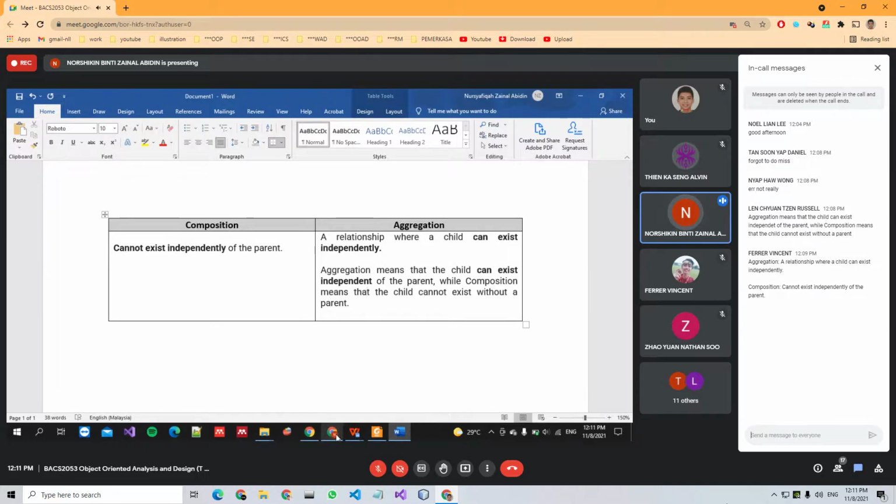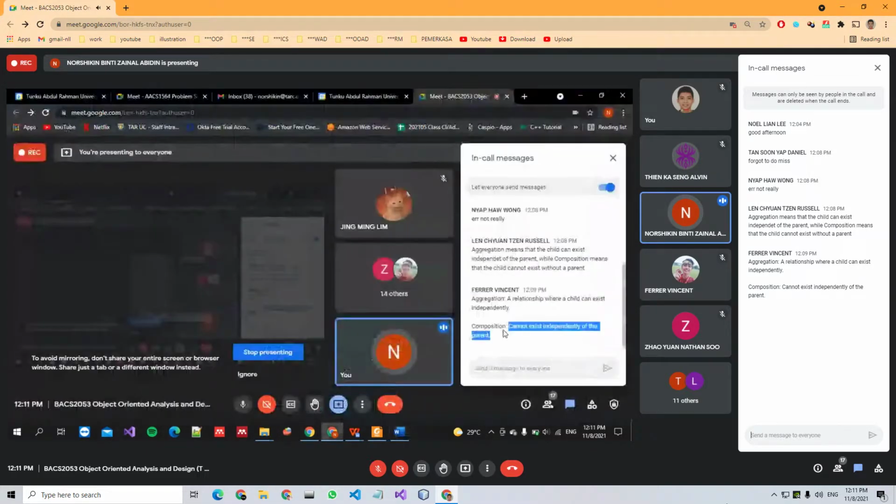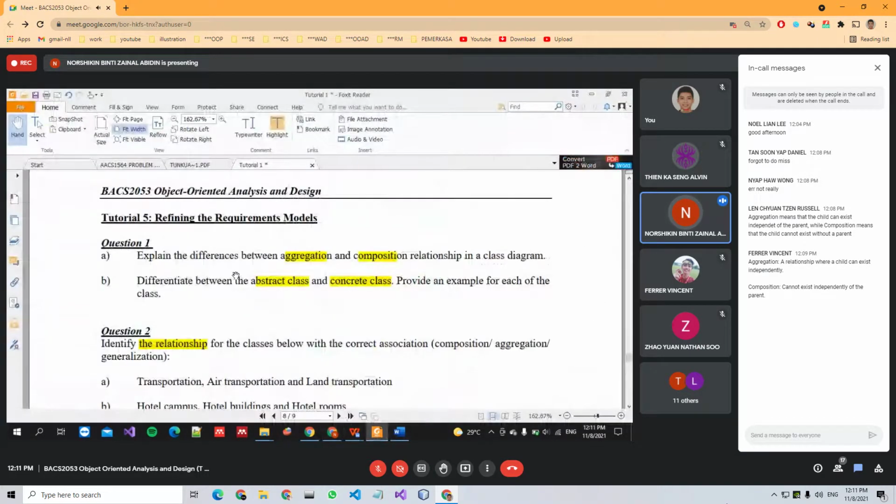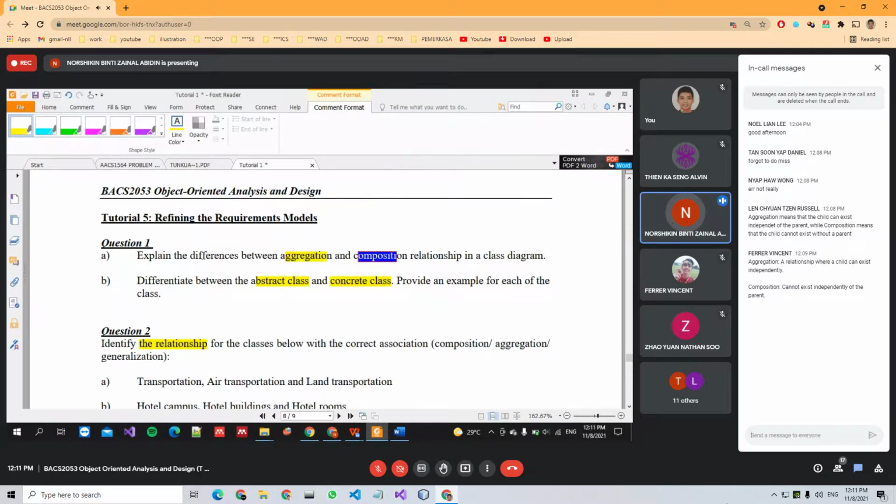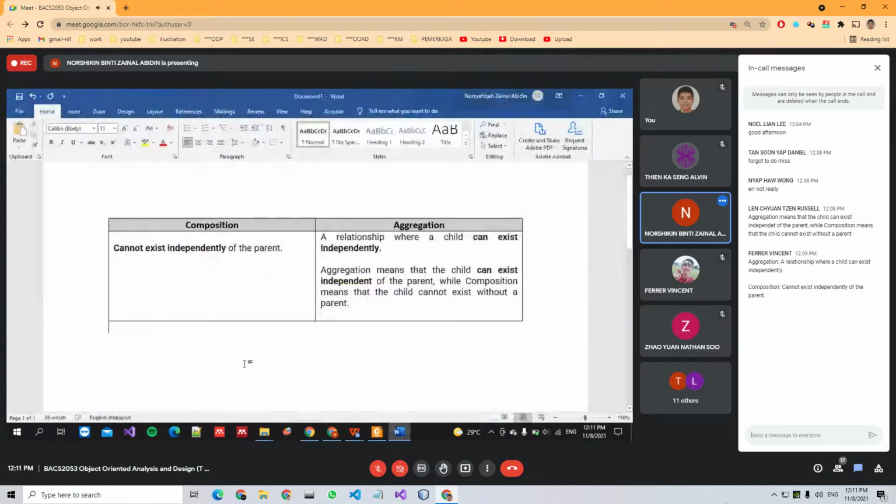Okay, here we have an answer from Rachel and Vincent. Before we go to the answer, let's go to the question first. Explain the difference between aggregation and composition. They ask what is the difference between these two terms in a class diagram. Here I made it in a table form so it's easy for you guys to see.